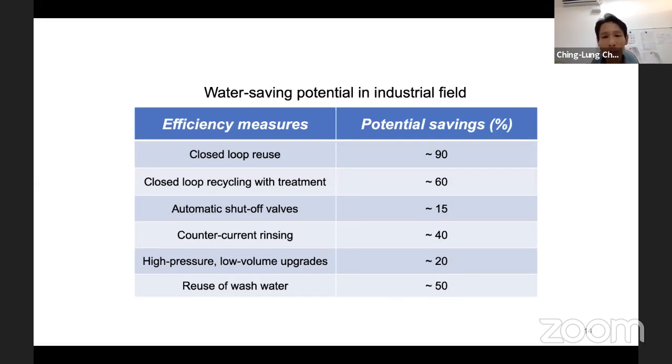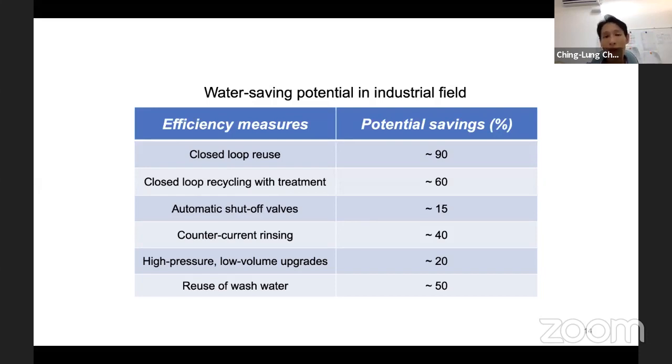Okay, and then I remember when I visited one of the semiconductor manufacturers in Taiwan, I also took a look at how they treat their wastewater and how they recycle their wastewater, the treated water. Based on the manufacturing process, if they purify the water to a really high quality, that water will go back to the washing procedure.